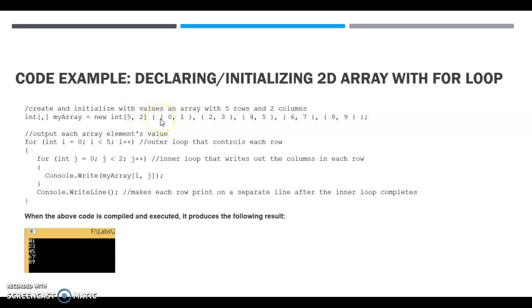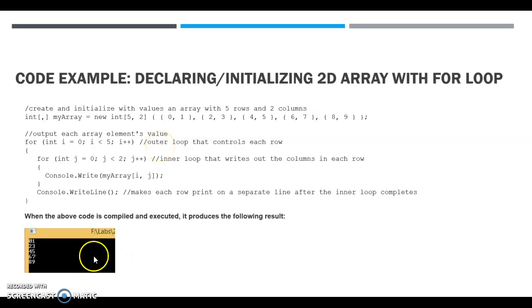Inside, I used an outside set of curly braces. Here's the start, here's the end. And inside these curly braces, I used a pair of curly braces for each row, and I put the data inside. 0, 1 is the first row, and you can see how it was written here. 2, 3 for the second row, 4, 5 for the third row, 6, 7 for the fourth, and 8, 9 for the fifth row. I wanted to write each of these elements to the console.